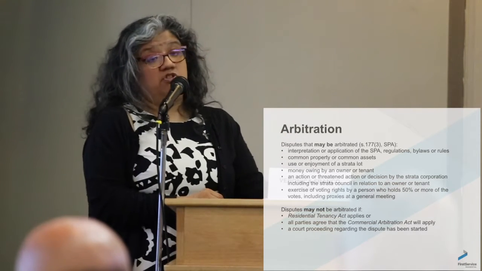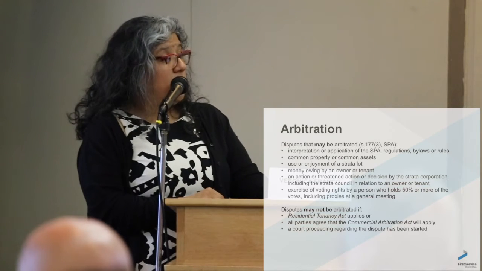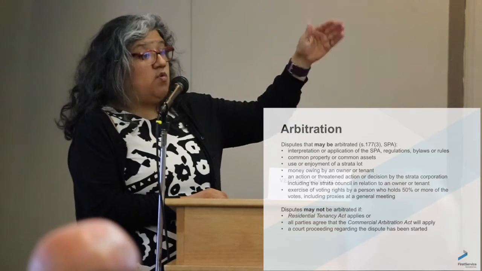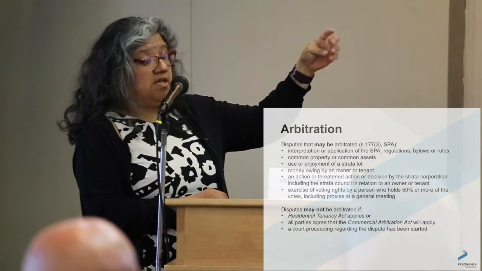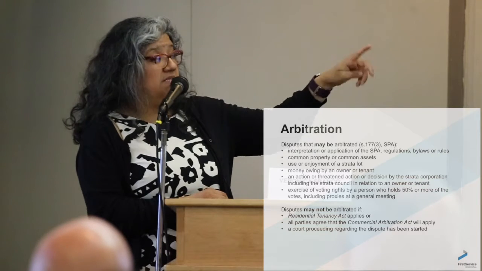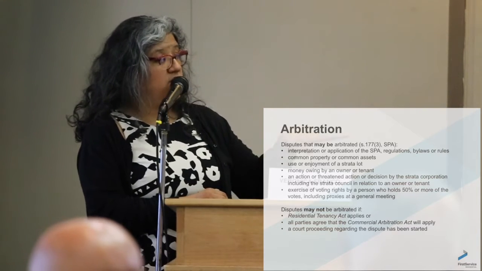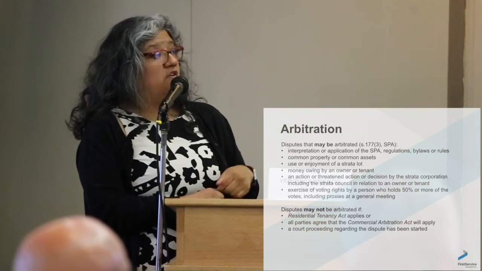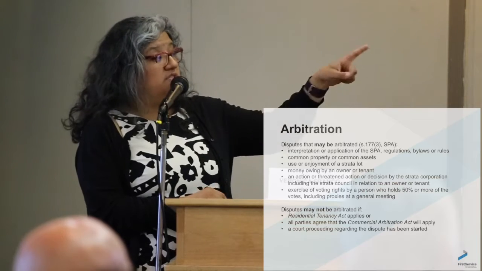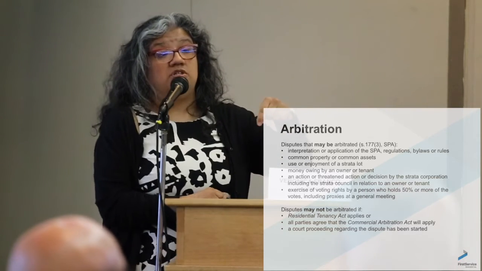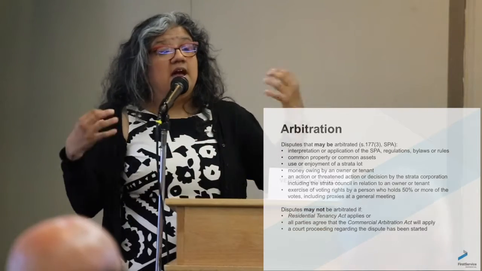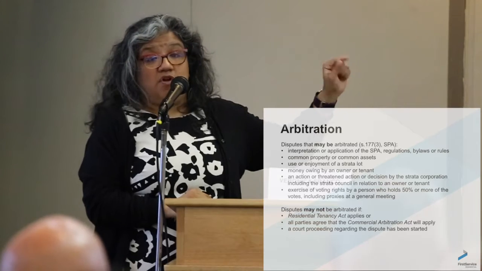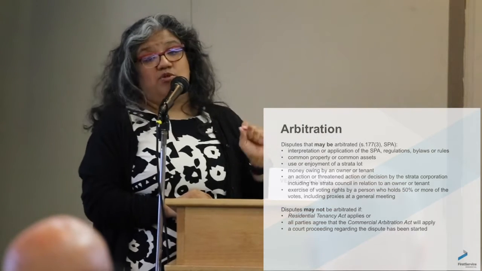and the exercise of voting rights by a person who holds more than 50% of the Strata Corporation's votes, including proxies at a general meeting. Now, there's certain things that you cannot arbitrate. That's where the dispute resolution mechanism under the Residential Tenancy Act applies. You can't do that. If the parties have all agreed that it's supposed to be resolved by the Commercial Arbitration Act, you'll see that sometimes in strata corporations that have cost-sharing agreements and easements, some of those talk about resolving disputes pursuant to the Commercial Arbitration Act.